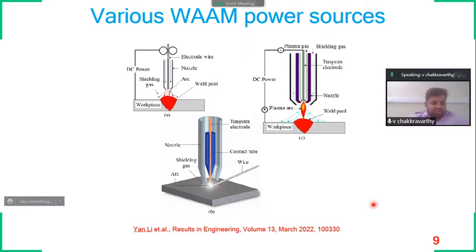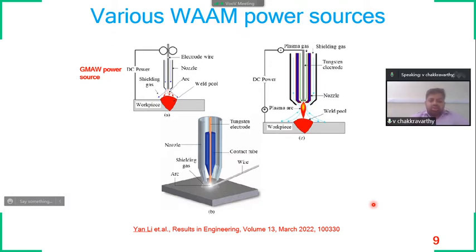As far as this technology is concerned, generally three main power sources are being used in practice. The first power source is the gas metal arc welding process. This particular technology has been in practice since the 1950s. It was widely used, especially for welding, for joining similar and dissimilar materials. So any material that is available in the form of wire could be melted using the GMAW power source. It is shortly called GMAW.